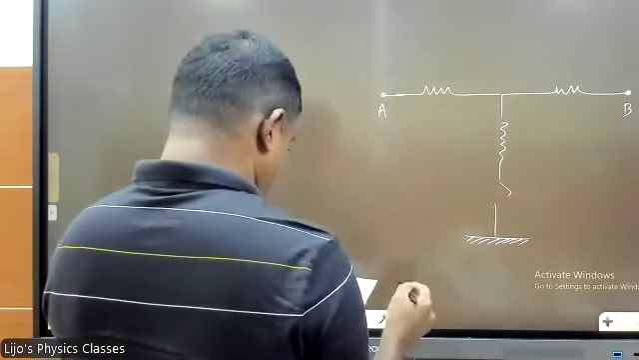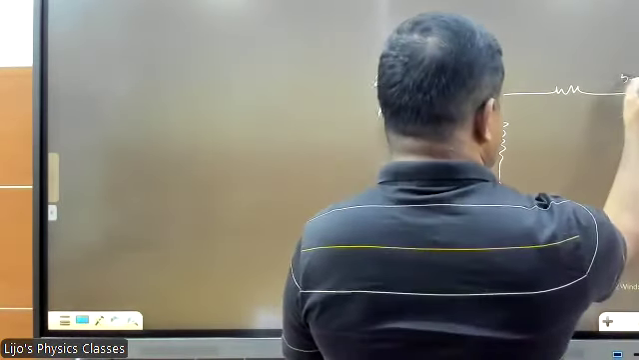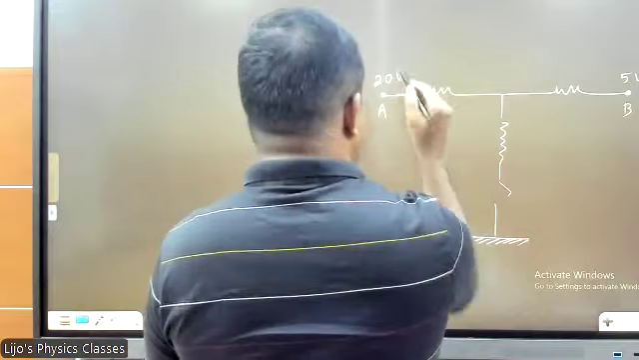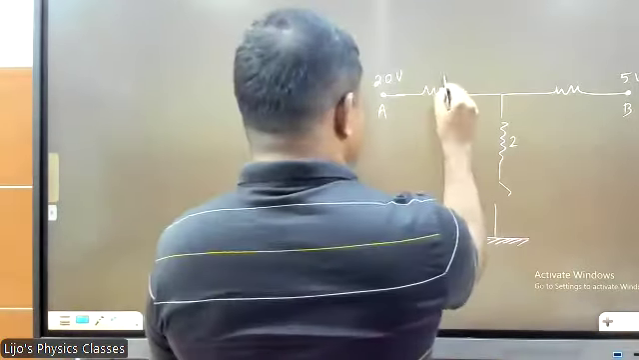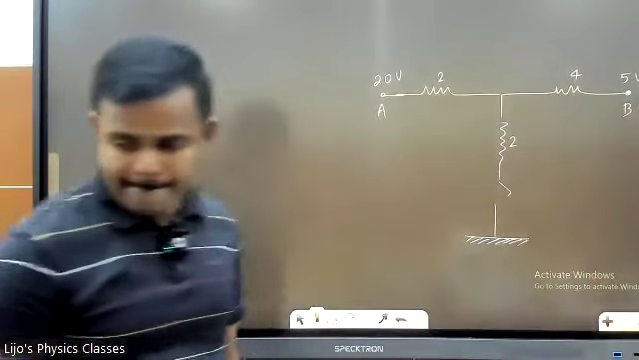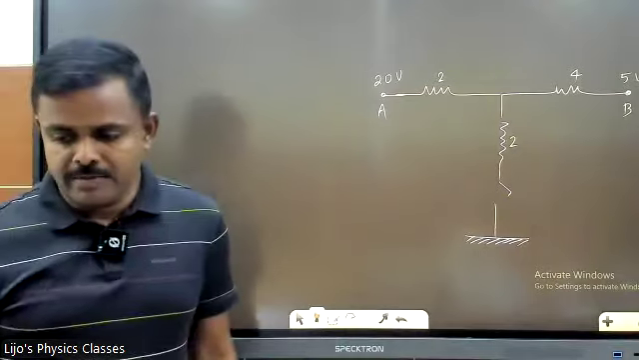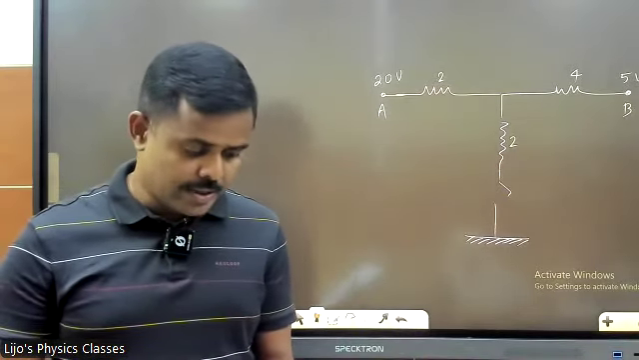All right. And they have given the potentials of this. Potential of this is 20 volts. Potential of this is 5 volts. This is 2 ohm resistance. This is 2 ohm resistance. This is 4 ohm resistance. All right. Tell me when you have drawn the figure. I'll tell you how to do such kind of questions.